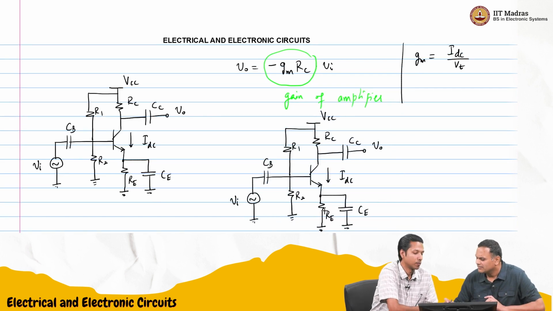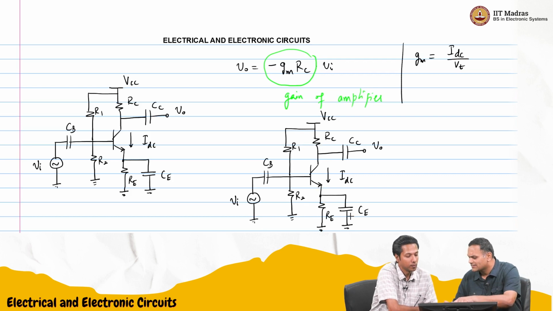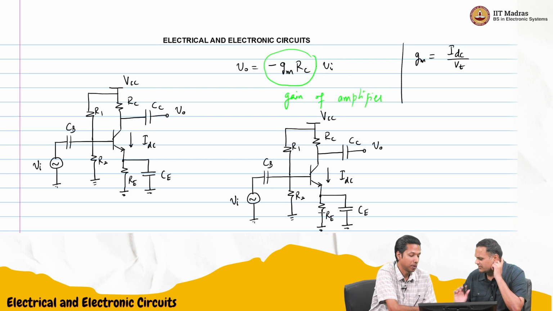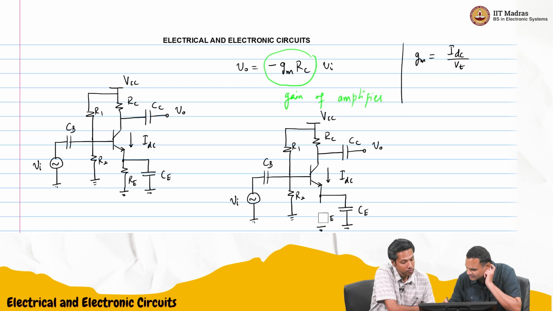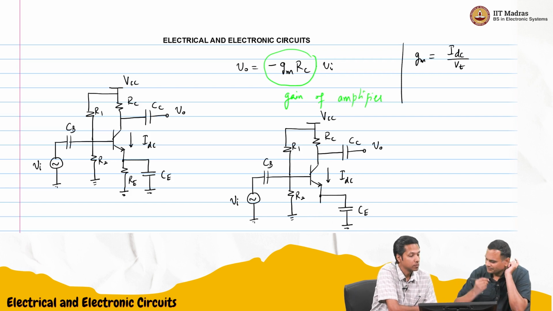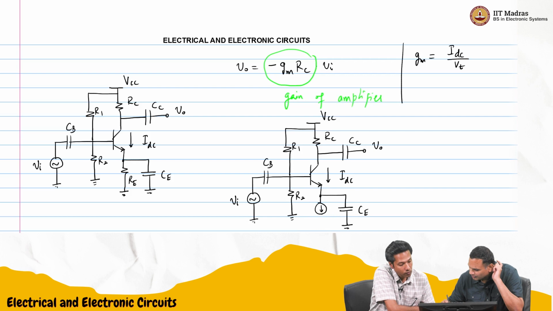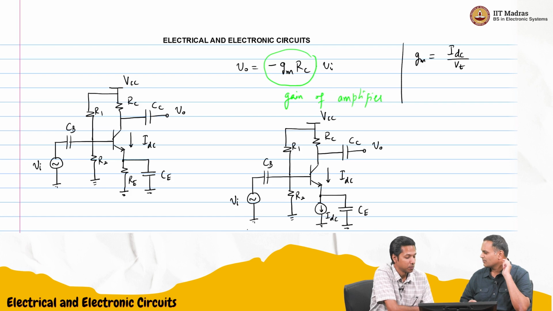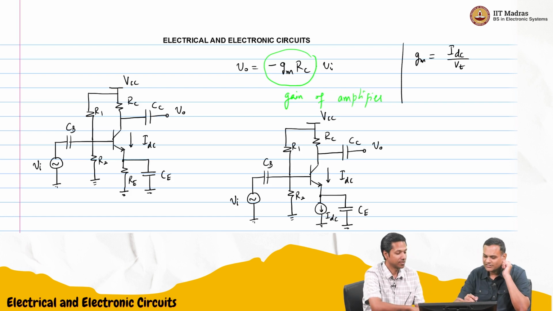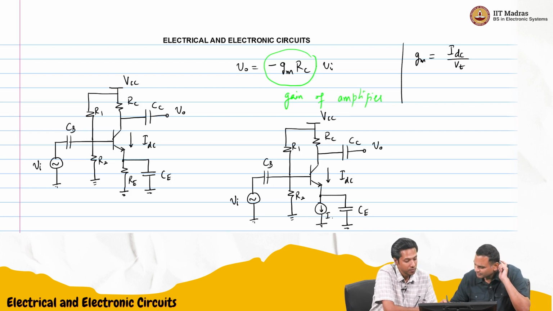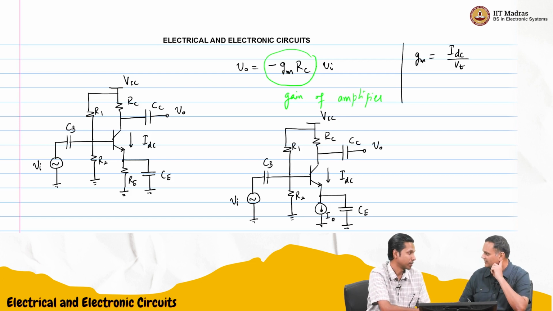Shall we try replacing RC? I need to replace either RC or RE with a current source. Output is taken from the collector. So let me play with RE only. I think the other one is too complicated. So shall I put a current source here? Yeah, we'll call that some I naught. So it's a DC quantity.